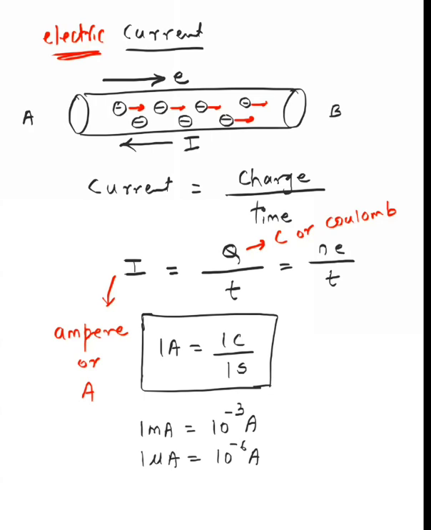Clear? Also, guys, the device which we use to measure the current is the ammeter. It is basically ampere measured by a meter, that's why the name ammeter. So the ammeter is a device which you use to measure the current in the circuit.